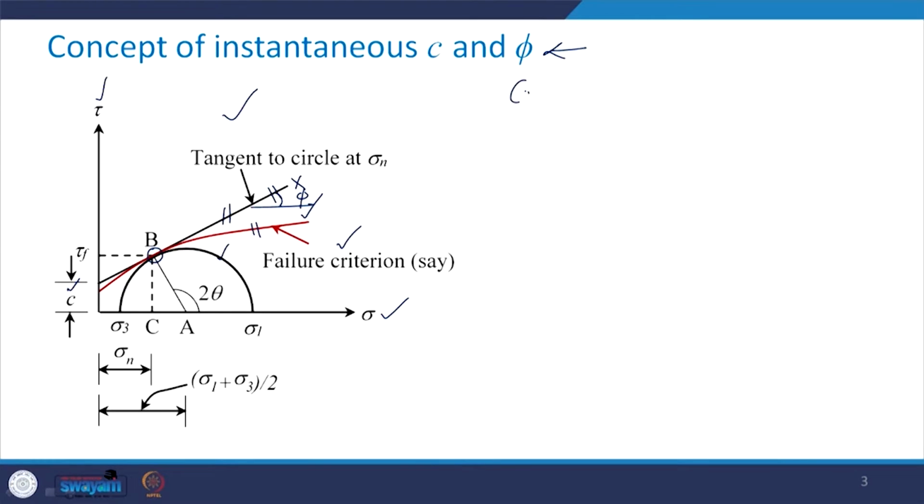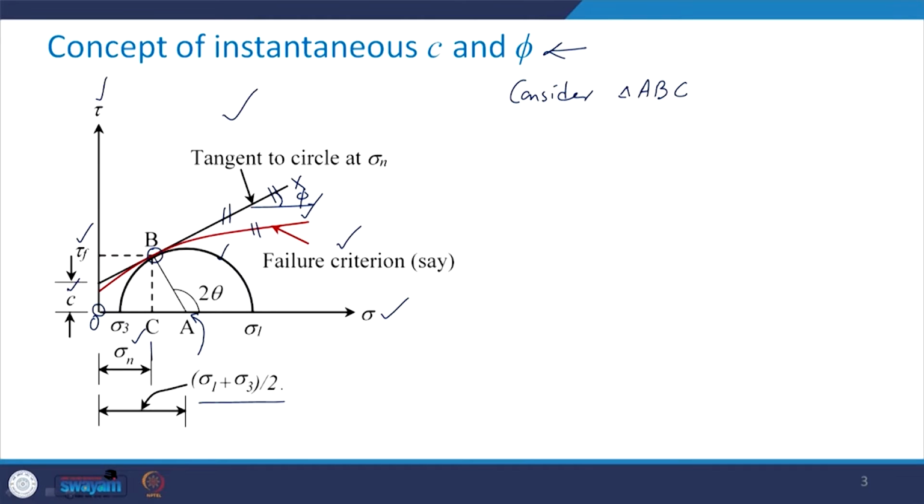So, you consider the triangle ABC in this figure. This ordinate is tau f, corresponding to point C, from the origin. This is sigma n. This is the center of the circle, point A, whose distance from the origin O is sigma 1 plus sigma 3 upon 2. This is how we draw the Mohr stress circle.